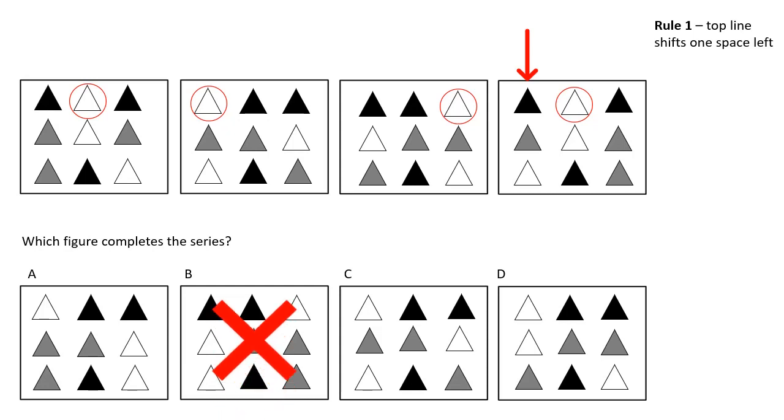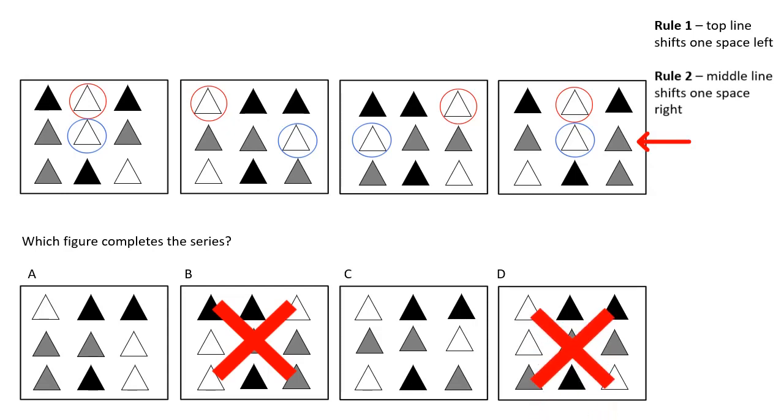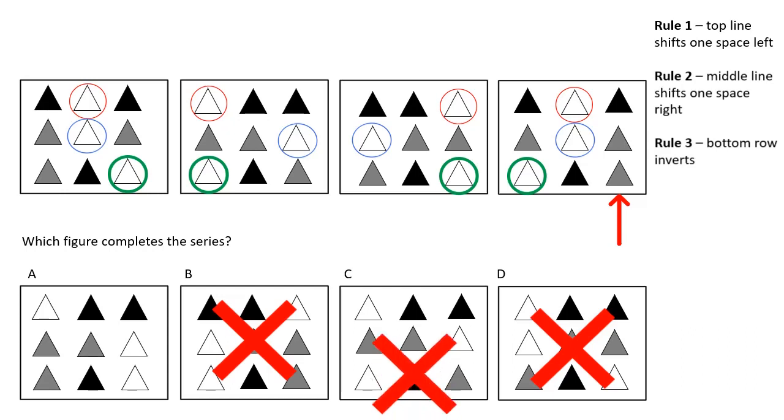The second rule is that the middle line shifts 1 space to the right. So again, if we follow the white triangle, we can work out that in the next figure, the triangle should be here on the right. So we can eliminate D. And the final rule is that the grey and the white triangle in the bottom row swap places. So again, if we follow the white triangle, we can work out that in the next figure, the white triangle should be here on the right, meaning that A is the correct answer.